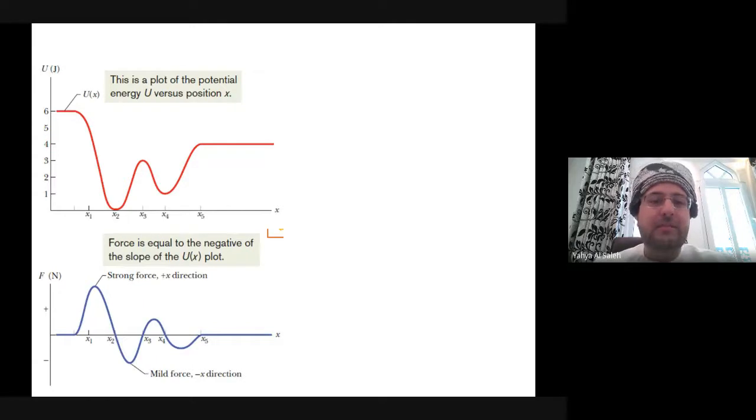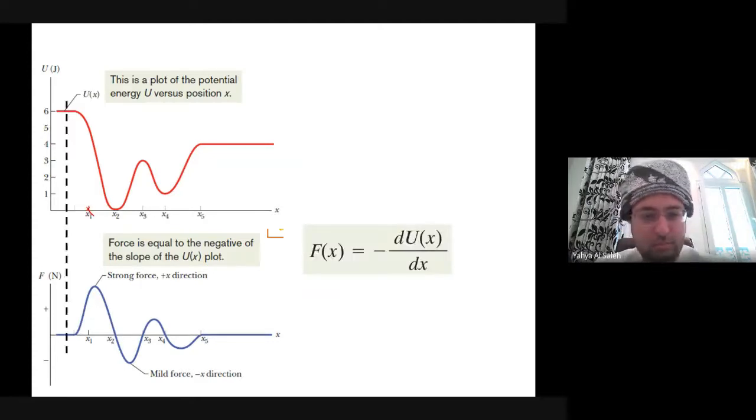The red is a plot of the potential energy. The blue is a plot of the force. So we take the slope at every single point in red and we get the force. Now you will see something. At x1, actually, I'm not going to draw it because I already have it here. Reminder, F is minus du by dx. At this point, force is 0 and potential is 6. It's a straight line, there is no force.